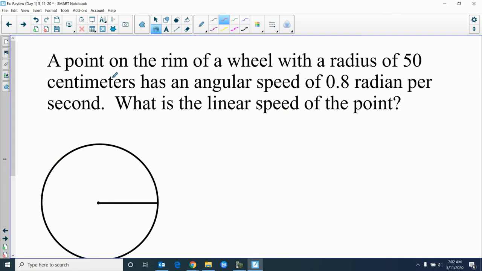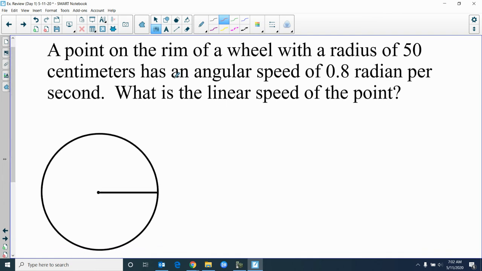Okay, a point on the wheel of a rim with a radius of 50 centimeters has an angular speed of 0.8 radian per second. That means in 1 second, it travels 0.8 radians. That would be this angle. What is the linear speed? Here's 50 centimeters. The linear speed would be the arc length traveled in 1 second.